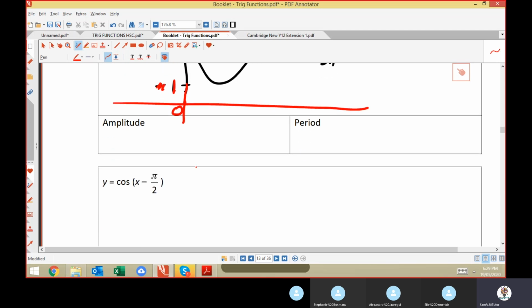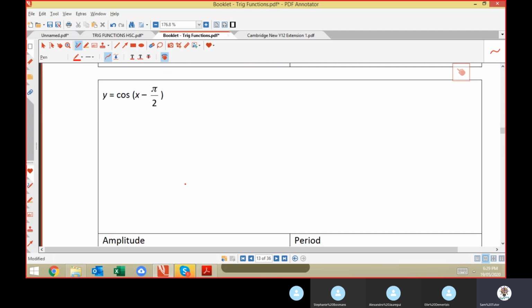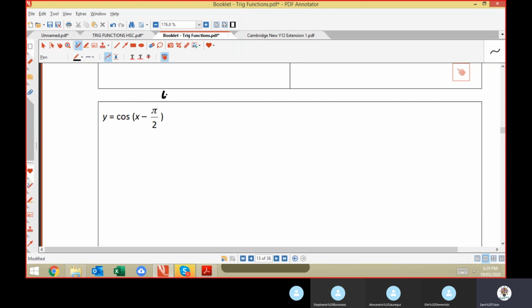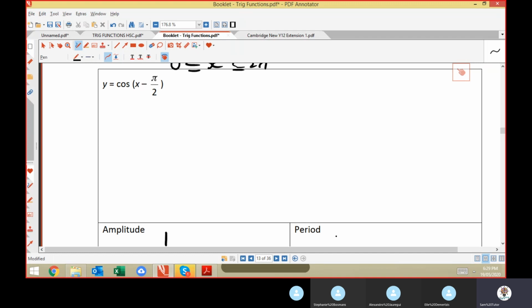Cool. That's a good one. That's a really good one, because this is the one that everyone gets wrong when they're doing it the normal way. So let's try it out. Y equals cos, x less than 2 pi. We just got to remember that. My amplitude is 1. My period is 2 pi.